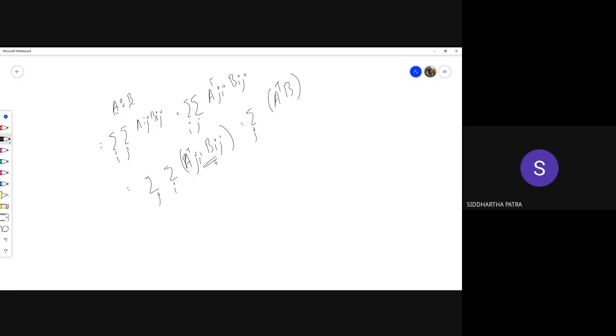You see this summation represents jj. Now what is A transpose B jj? Let's say C is A transpose B, and C is this matrix. So you take each of the jj terms and add them up. What is that? Trace of A transpose B.